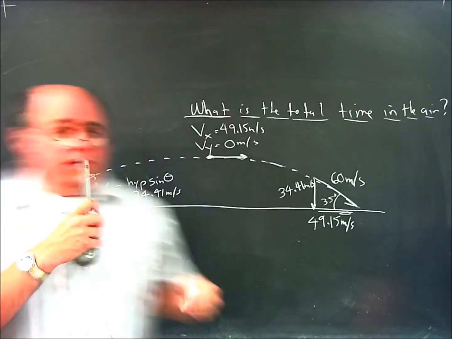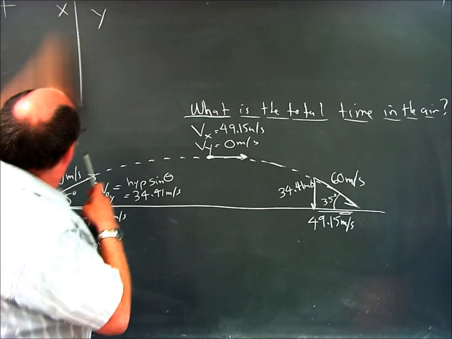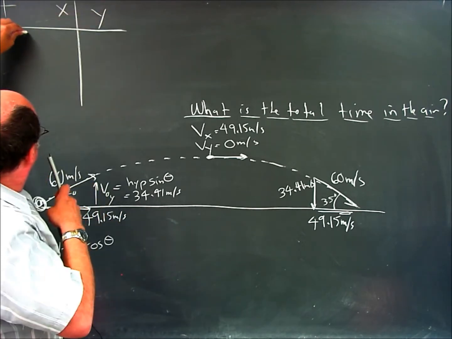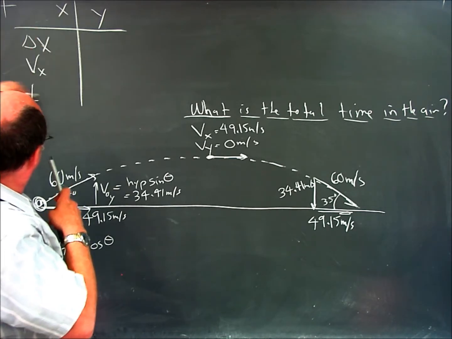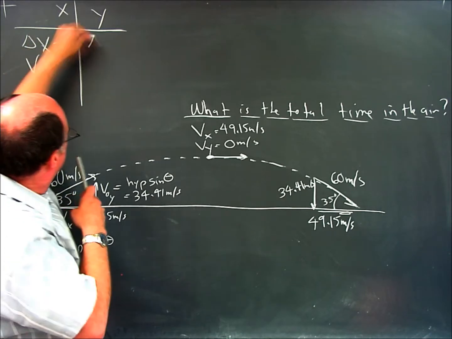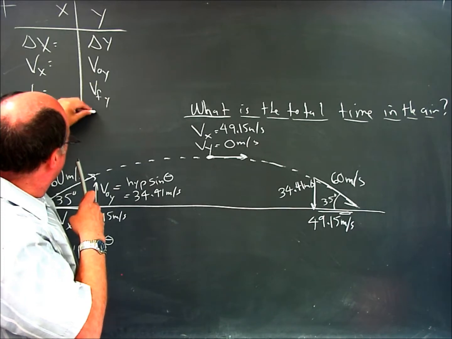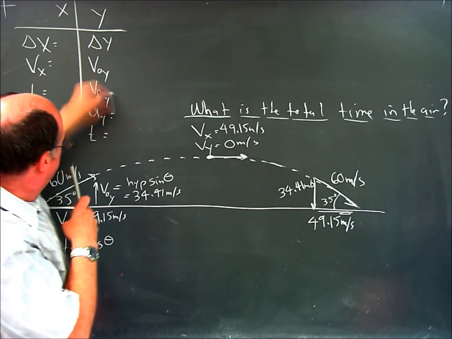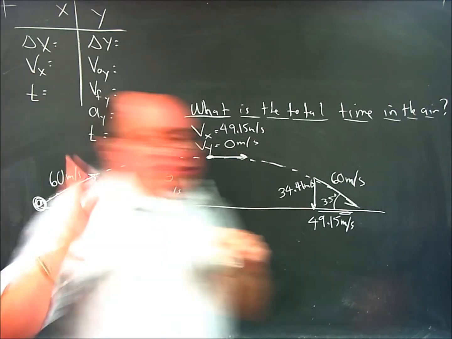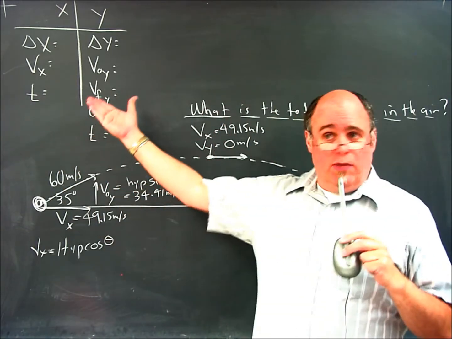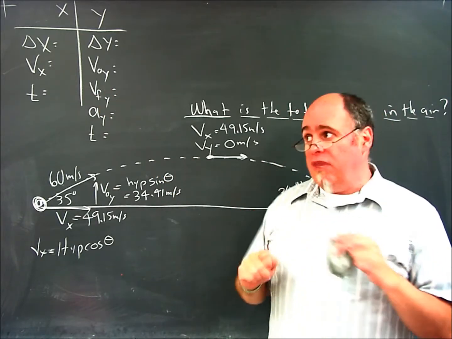So I recommend that we work in the x and the y components only. Here's the x component, and here's the y. In the x direction, we have delta x, we have v in the x direction, we have t. And in the y direction, we have delta y, we have v initial in the y direction, v final in the y direction, a in the y direction, and t. Those things are going to be like a template. You can use this table for all of our projectile motion problems. You just have to be careful of where you say everything begins and everything ends.